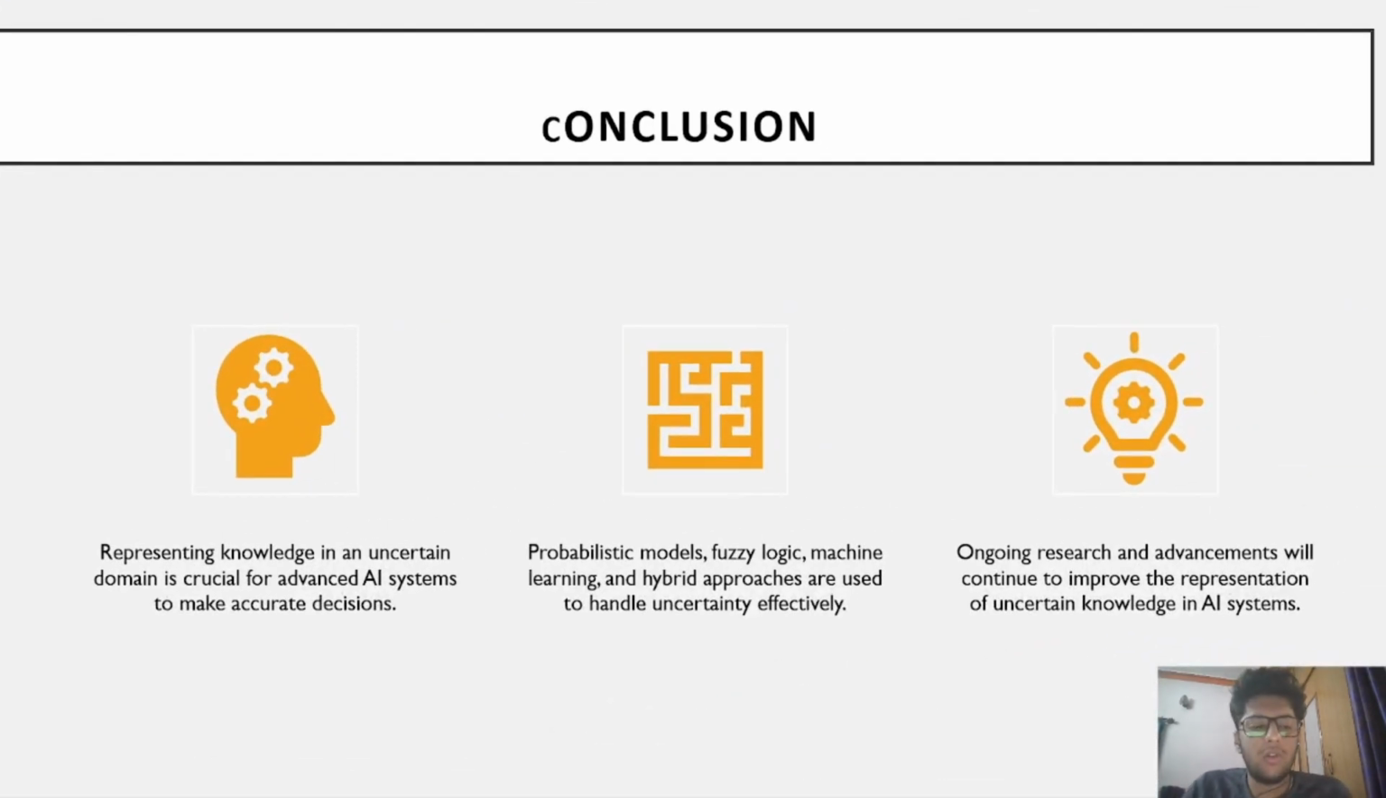So, coming to the conclusion part, representing knowledge in an uncertain domain is crucial for advanced AI systems to make accurate decisions or to increase the accuracy. So, probabilistic models, fuzzy logic, machine learning, and hybrid approaches are used to handle uncertainty effectively, and ongoing research and advancements will continue to improve the representation of uncertain knowledge in AI systems.